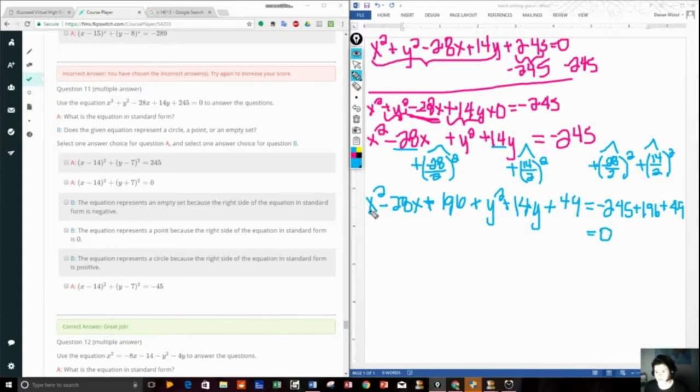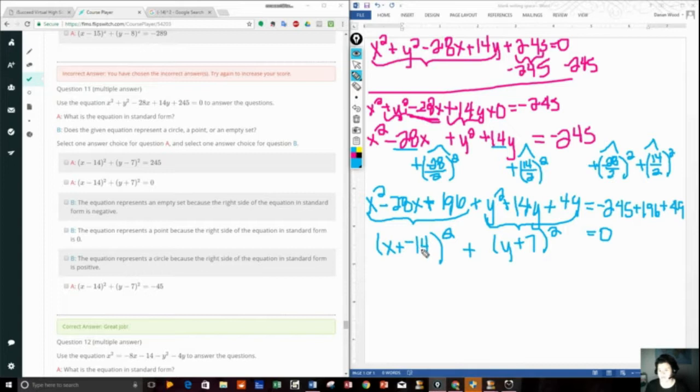Okay, and then we're going to write our perfect square for that. So that's x plus, and what was our b halves? Well, negative 28 divided by 2 was negative 14. And that's going to be squared plus, and then if you factored it or remember the shortcut, it's y plus 14 divided by 2 is 7. And that's squared, and we have it equal to 0.